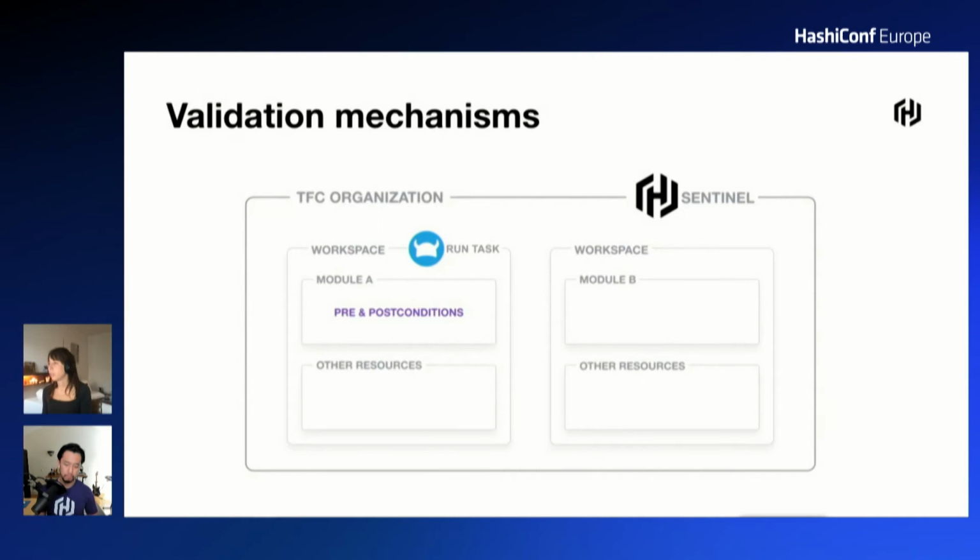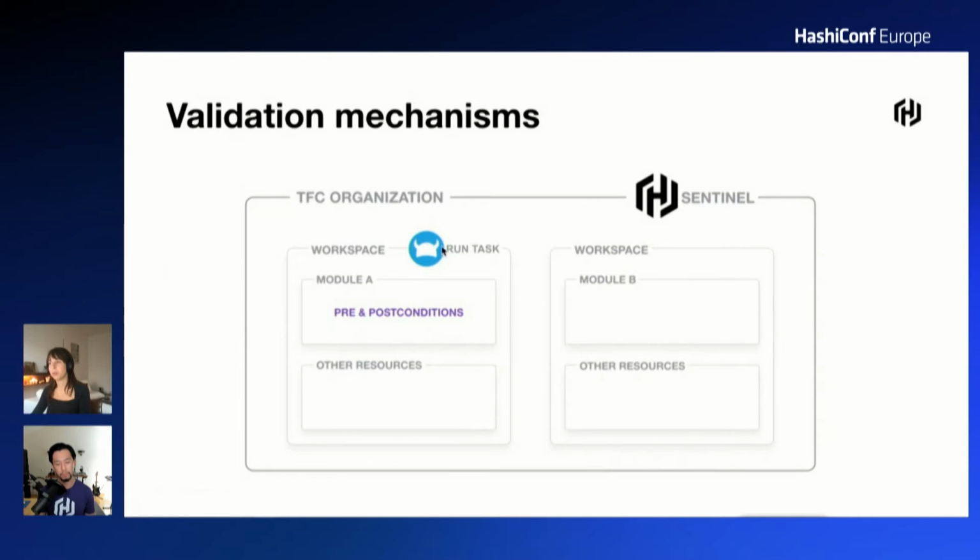So in terms of how these validation mechanisms work together, I'm going to work from the smallest unit in this diagram out. So pre and post conditions are specific to the module that you define them in, and they will only validate the configuration within the resources of that module itself. So you have no guarantees on the other resources within that workspace that are not using those module definitions.